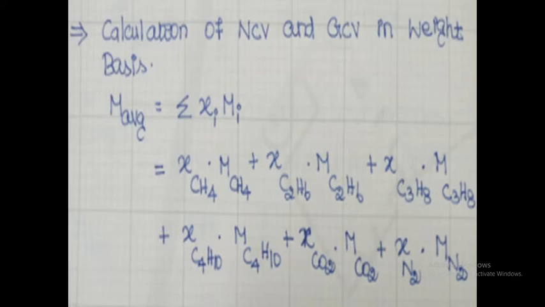So how will you write this formula? X_CH4 into M_CH4 plus X_C2H6 into M_C2H6 plus X_C3H8 into M_C3H8 plus X_C4H10 into M_C4H10 plus X carbon dioxide into M carbon dioxide plus X nitrogen into M nitrogen. Are you clear? Okay. So use this formula to determine the gaseous mixture average molecular weight value.